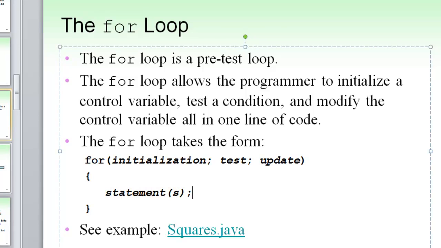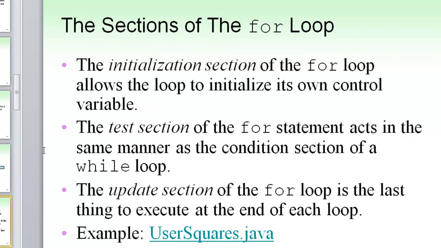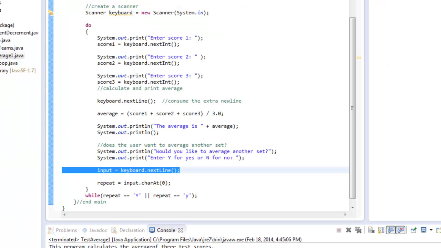The for loop looks like this. You do the statement, update, go back, Boolean expression, you test it, do the statements, update it, go back, etc., etc. And then when the Boolean expression becomes false, you leave the for loop. The initialization section of the for loop allows the loop to initialize its own control variable. The test section of the for statement acts in the same manner as the condition section of a while loop. And then the update section of the for loop is the last thing to execute at the end of each loop. Okay, so we're going to do a little bit of an example here.